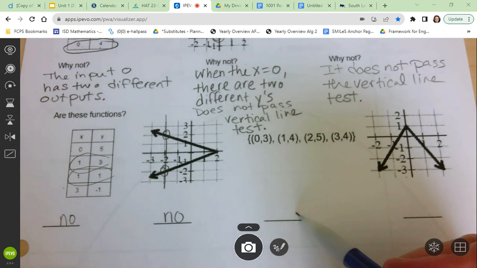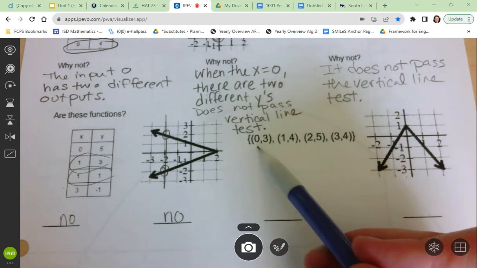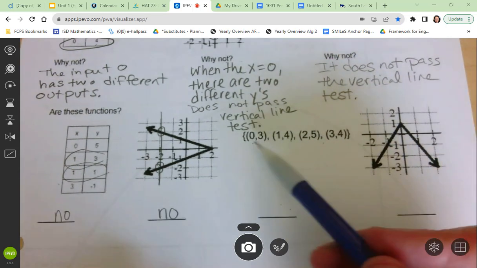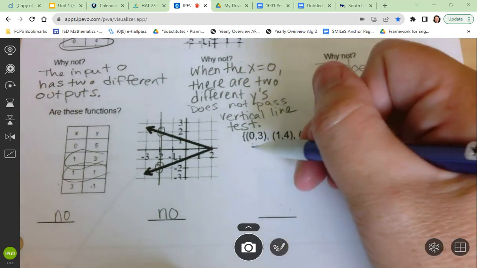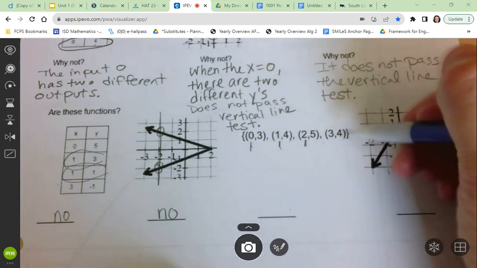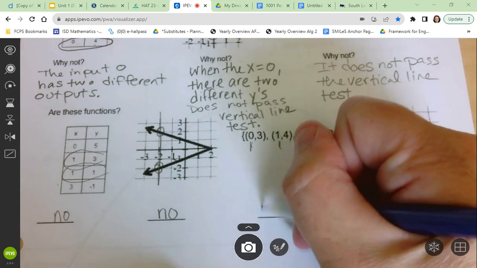How about the third one? Yes. Yeah, we didn't do any with points yet. Did you kind of look at the x values? Yes. Yeah, so here's an x, here's an x, here's an x. They're all different, so I agree with you that that's yes.